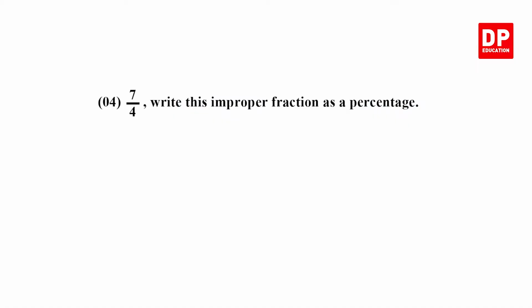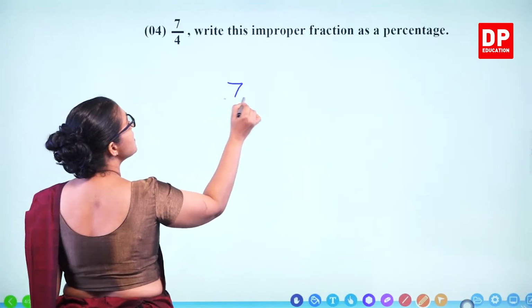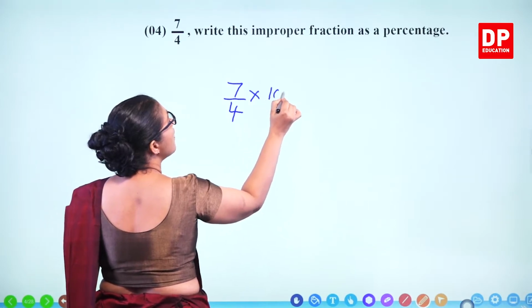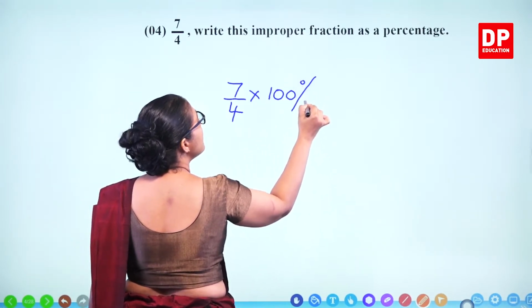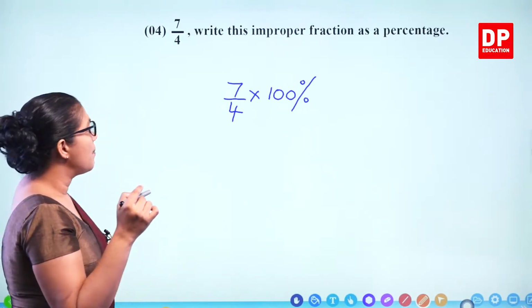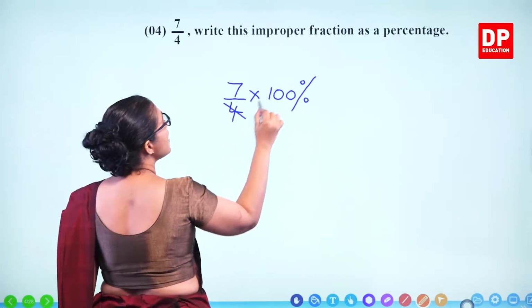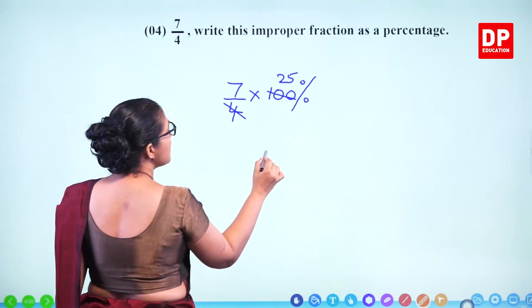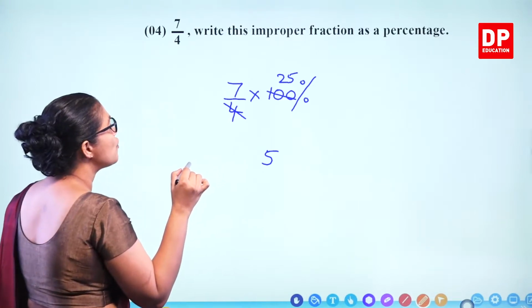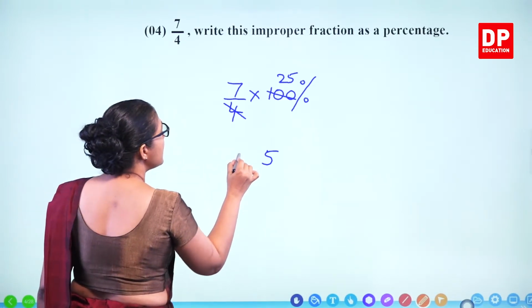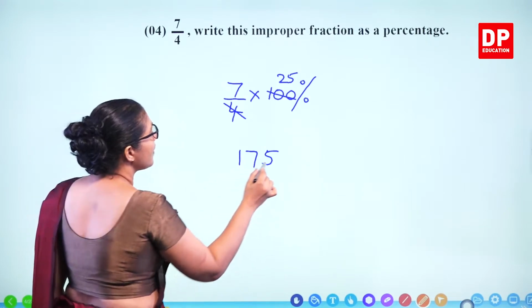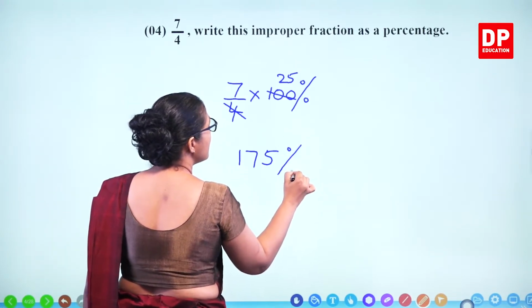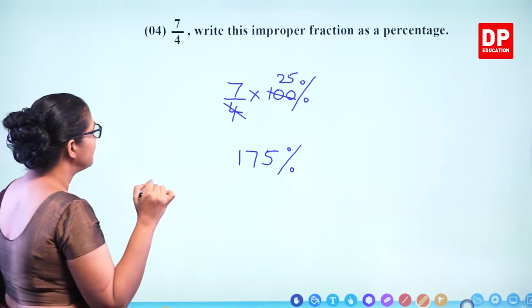Question number 4. 7/4. Write this improper fraction as a percentage. How do you convert to a percentage? You multiply it by 100 and put the percentage symbol, meaning divided by 100. So 4 times 25 is 100. 7 times 25: 7 times 5 is 35, 7 times 2 is 14, plus 3, 17. So 175%. So 2 marks.